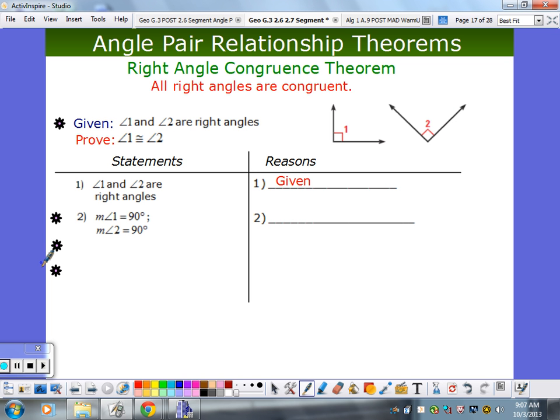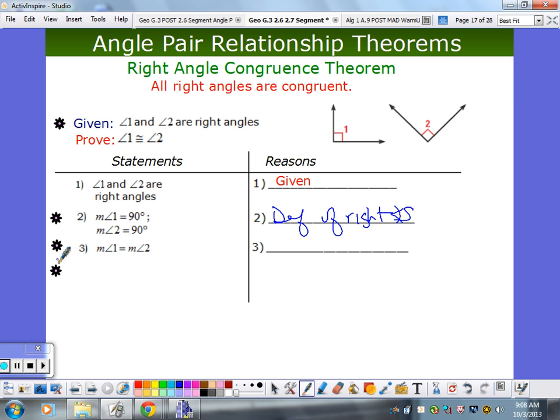Since they're right angles, I'm now stating that the measure of angle 1 is 90 and the measure of angle 2 is 90. How come I can say that? Absolutely, the definition of right angles. Whoops. I can't remember how I did this. Definition of right angles. Oh, there it is. Okay. The measure of angle 1 equals the measure of angle 2.